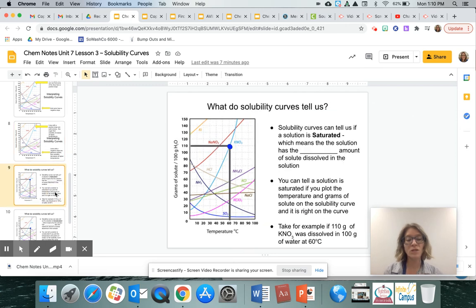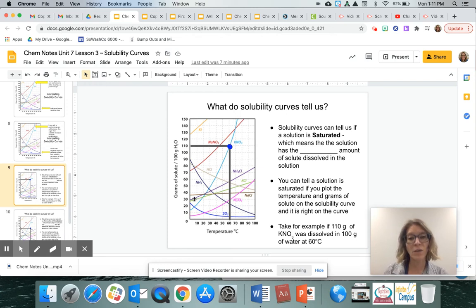All right, so here are some questions that you'll see in your notebook when you're reading these solubility graphs. So solubility curves tell us if a solution is saturated, unsaturated, or supersaturated. If it's saturated, that means the substance contains the maximum amount of solute at a given temperature. So if you look at the example on the bottom, if you had 110 grams of KNO3 dissolved into 100 grams of water, usually the question will say, at what temperature can you dissolve 110 grams in?